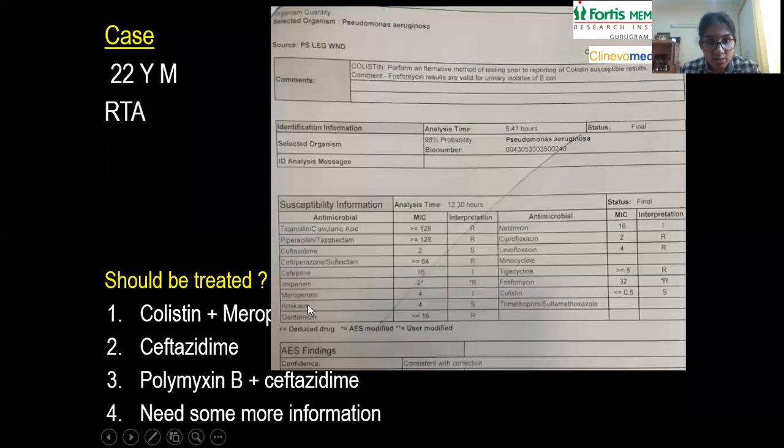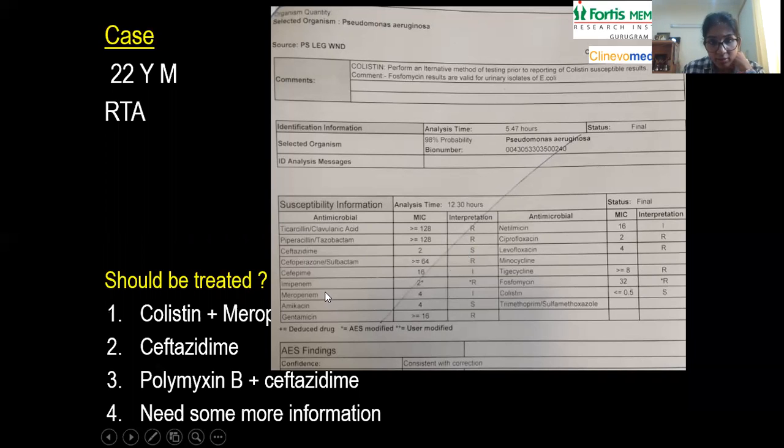As well as, if you can see, this was also found to be sensitive to ceftazidime. Amikacin was also considered to be sensitive. Besides, we had the sensitivity to fosfomycin. So the issue in front of us was, should we use colistin and fosfomycin, or can we use ceftazidime in this patient, as this is sensitive?